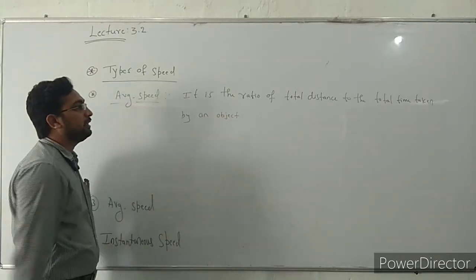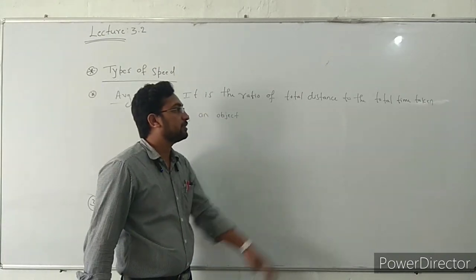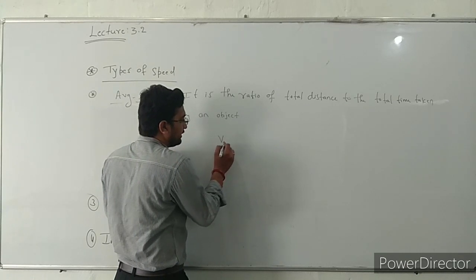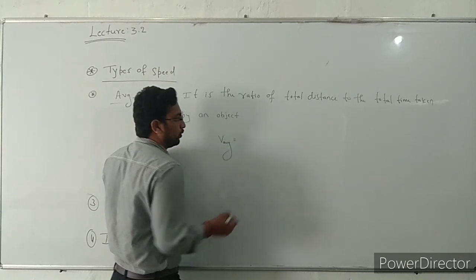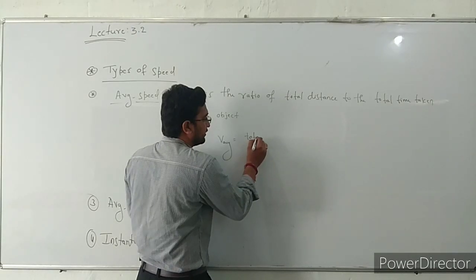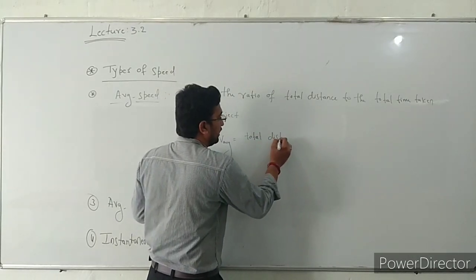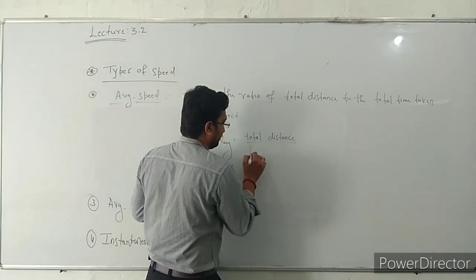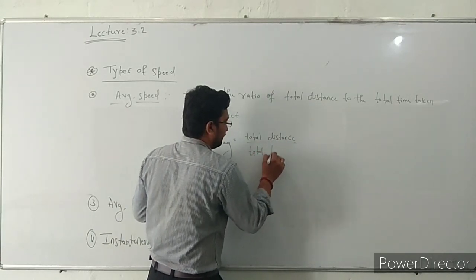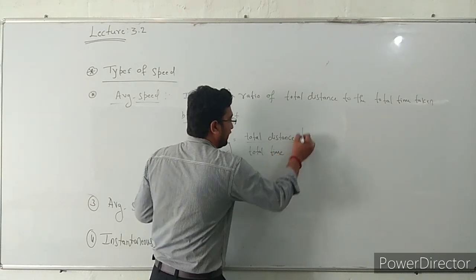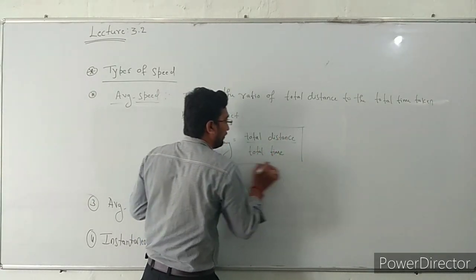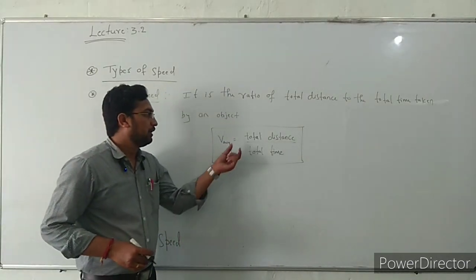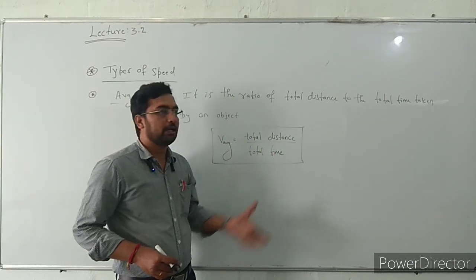So the average speed means it is the ratio of total distance to the total time taken by an object. So average speed is equal to total distance by total time. This formula we use to find the average speed. Average speed means total distance by total time.